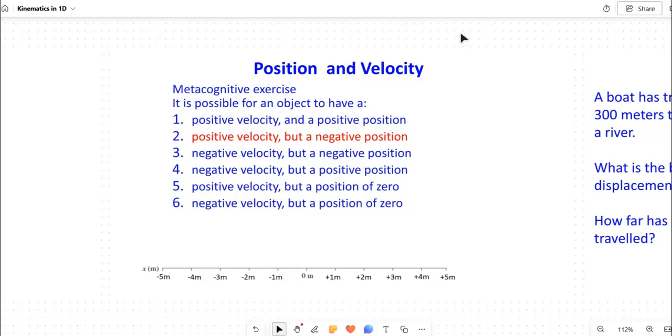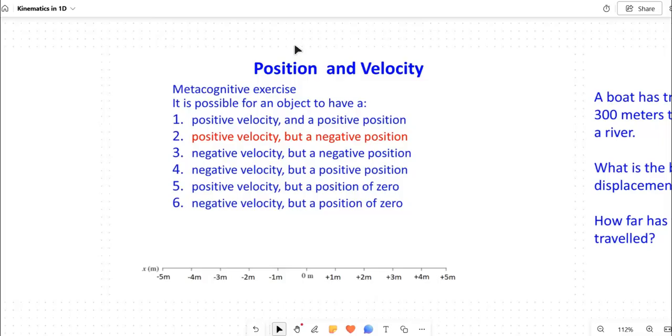How is an object, not multiple objects, just one object, like a ball or a car, possible for it to have a positive velocity but a negative position? Okay, pause the video now. Okay, hopefully you've come back. This is our introduction, and this is where we begin with vectors.